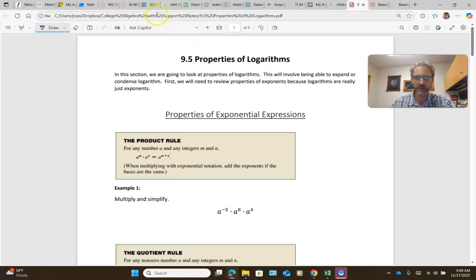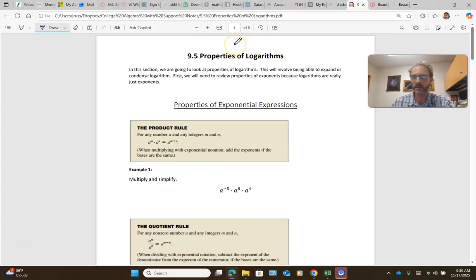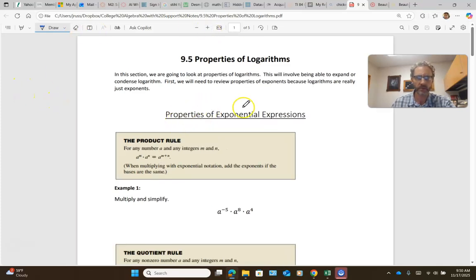Now the crux of this section, guys, is using these properties of logarithms. But before we look at some of those properties, we're going to review some exponential properties, because if you remember, that's what a logarithm is. It's an exponent. When you're trying to evaluate a logarithm, you're trying to figure out the base of the logarithm raised to what power gives me the argument of the logarithm. So you're trying to figure out that exponent. That's what a logarithm is.